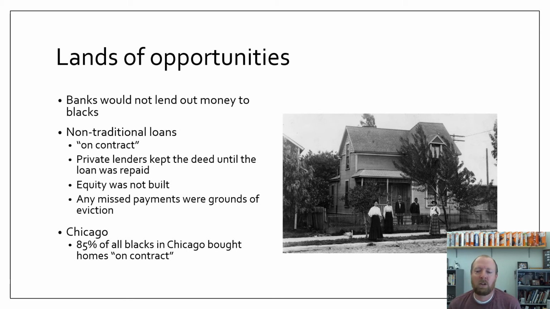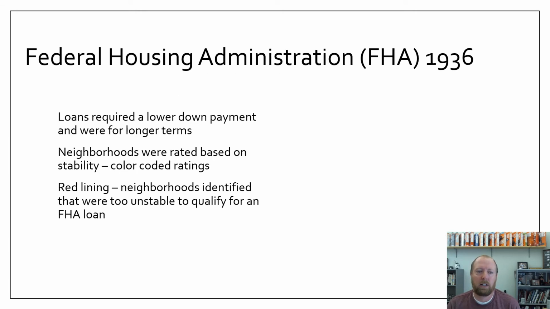There are many stories of people who became millionaires because they would continue to buy these homes. They'd let blacks into the homes on these on-contract predatory loans. And once they missed a payment, they would evict them, keeping all those payments for themselves. In this time period in Chicago, 85% of all blacks who bought homes bought them on contract. A very predatory lending opportunity.